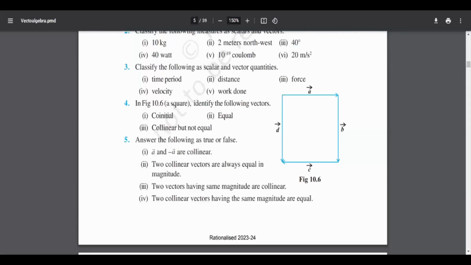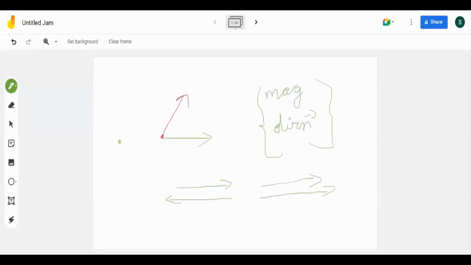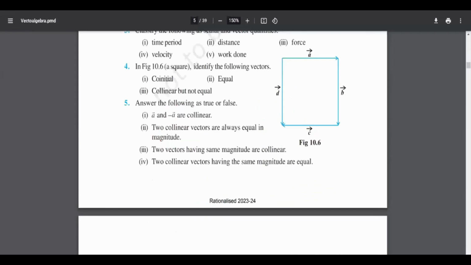So they are collinear but not equal. Okay, so let us move to question number 5. Vector A and minus A are collinear. As I explained here, antiparallel vectors are also called collinear, because they have the same support. Their directions are different, but they are collinear. So A and minus A are collinear.